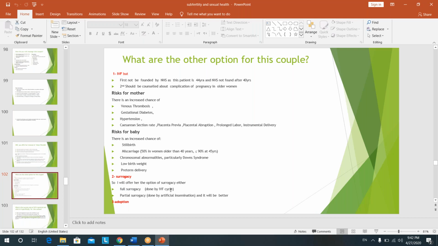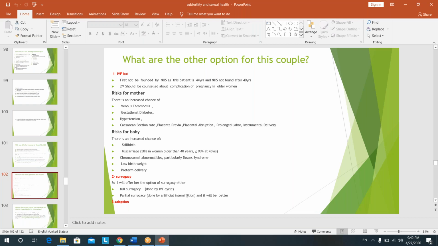The second option is partial surrogacy. Partial surrogacy will be better here because I will do artificial insemination with the partner's semen directly into the surrogate mother. This is called straight surrogacy or partial surrogacy, and it will be better here.